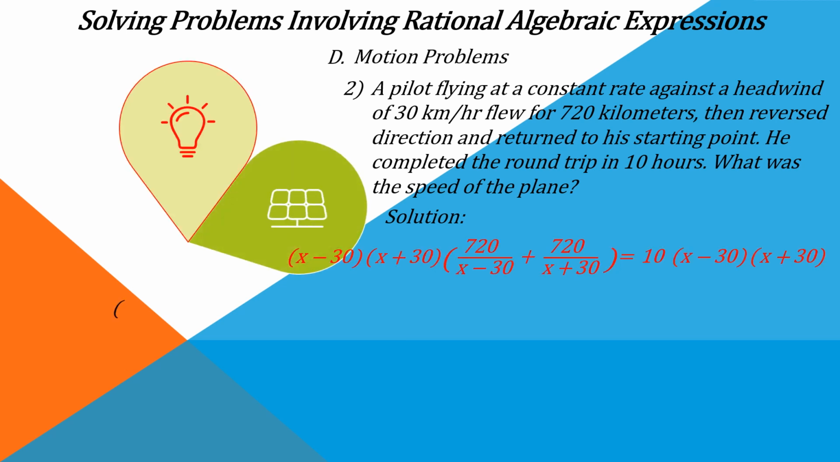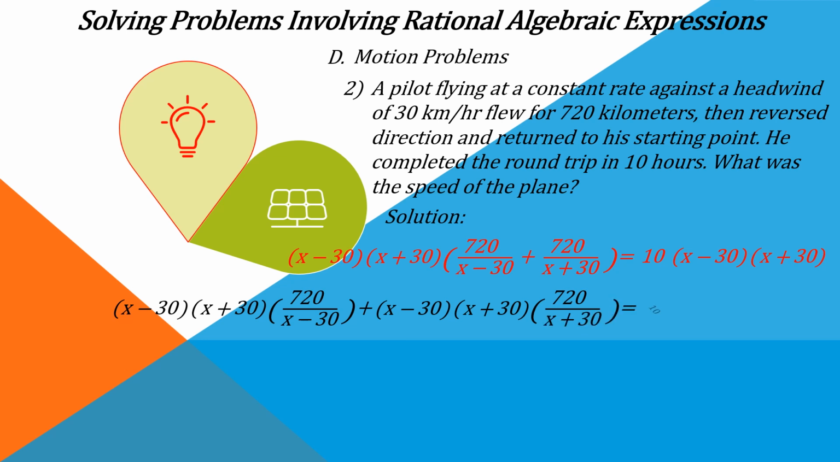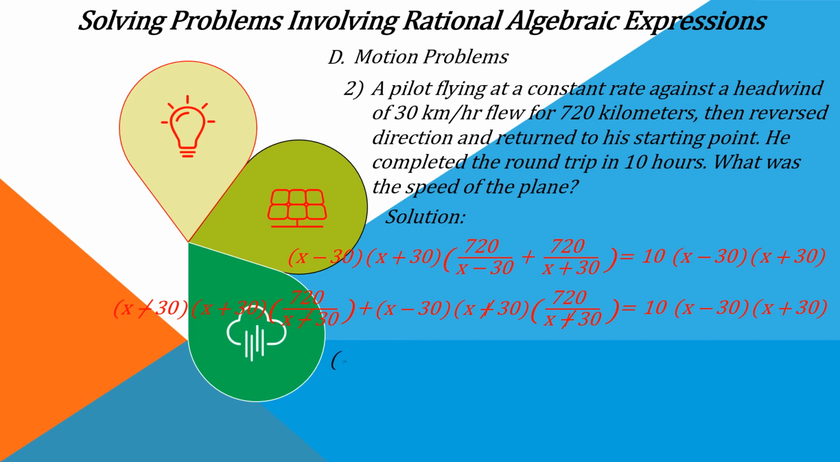Simplifying the equation, we have x minus 30 multiplied by x plus 30 multiplied by 720 over x minus 30 plus x minus 30 multiplied by x plus 30 multiplied by 720 over x plus 30 is equal to 10 multiplied by x minus 30 multiplied by x plus 30. Cancel x minus 30 and x minus 30, then x plus 30, x plus 30, we have x plus 30 multiplied by 720 plus x minus 30 multiplied by 720 is equal to 10 multiplied by x minus 30 multiplied by x plus 30.